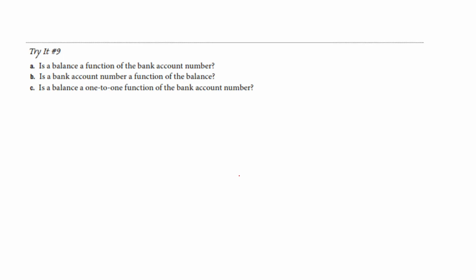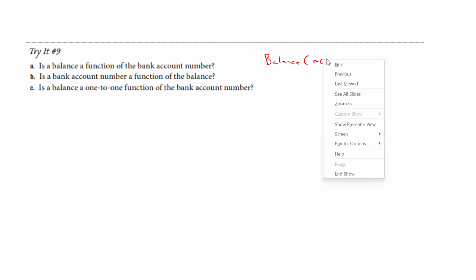Okay, I don't love all these word versions of this that they do, but let's talk through it. So is a balance a function of the bank account? Okay, so you've got the balance. Is that a function of the account number?